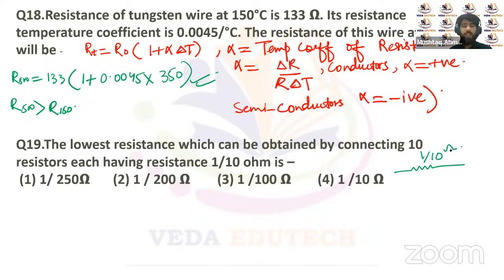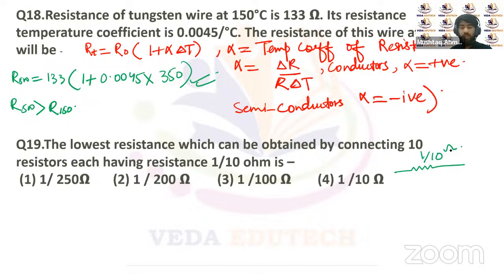Now we know that in a series combination of resistors, the total resistance of the circuit increases. But in a parallel combination of resistors, the total resistance of the circuit decreases, and it is always less than the least resistance. Let's suppose we have three resistors, 1 ohm, 2 ohm, 3 ohm. If they are placed in parallel, the equivalent resistance will be less than 1 ohm. Similarly, if they are placed in series, the equivalent resistance will be 6 ohm.